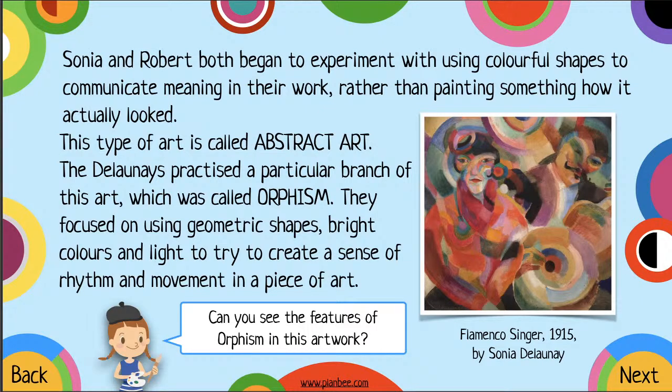Sonia and her husband Robert both began to experiment with using colourful shapes to communicate meaning in their work, rather than painting something how it actually looked. And this type of art, just like the art that some of the artists that inspired her went on to create, is called abstract art. The Delauneys practiced a particular branch of this art called Orphism. There's that word. They focused on using geometric shapes, bright colours, and light to try to create a sense of rhythm and movement in a piece of art.